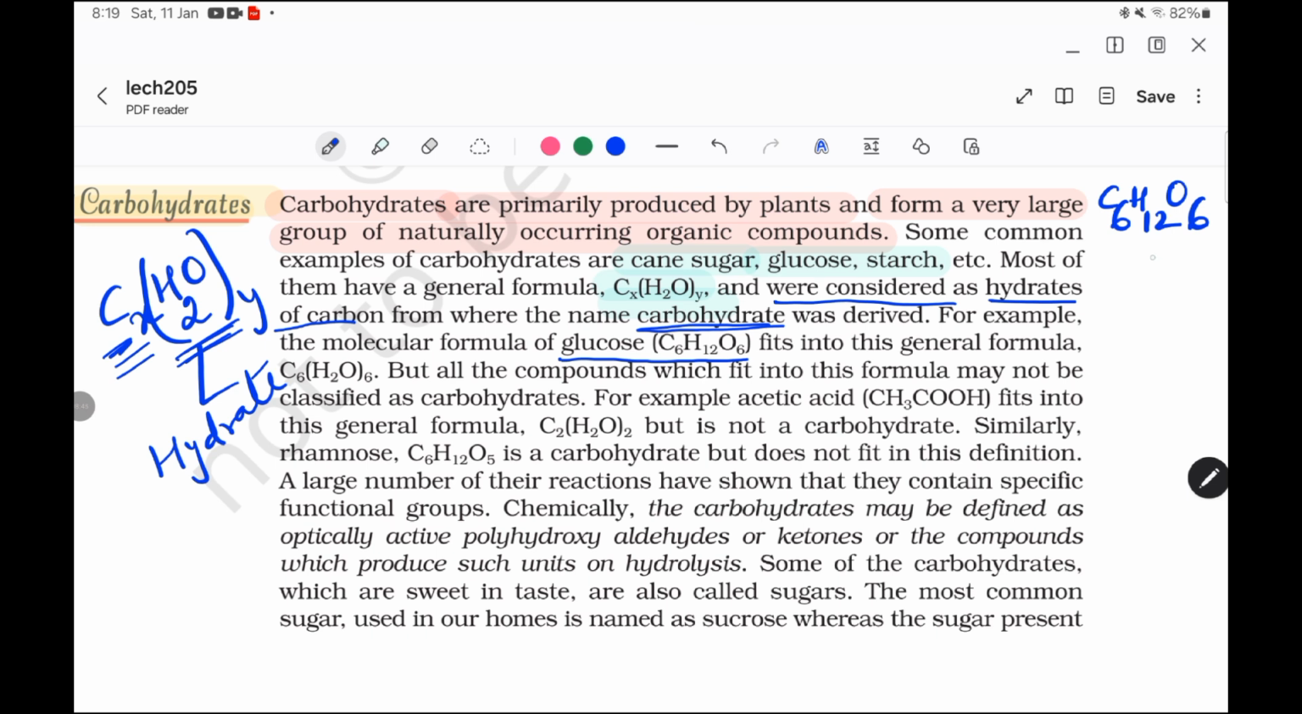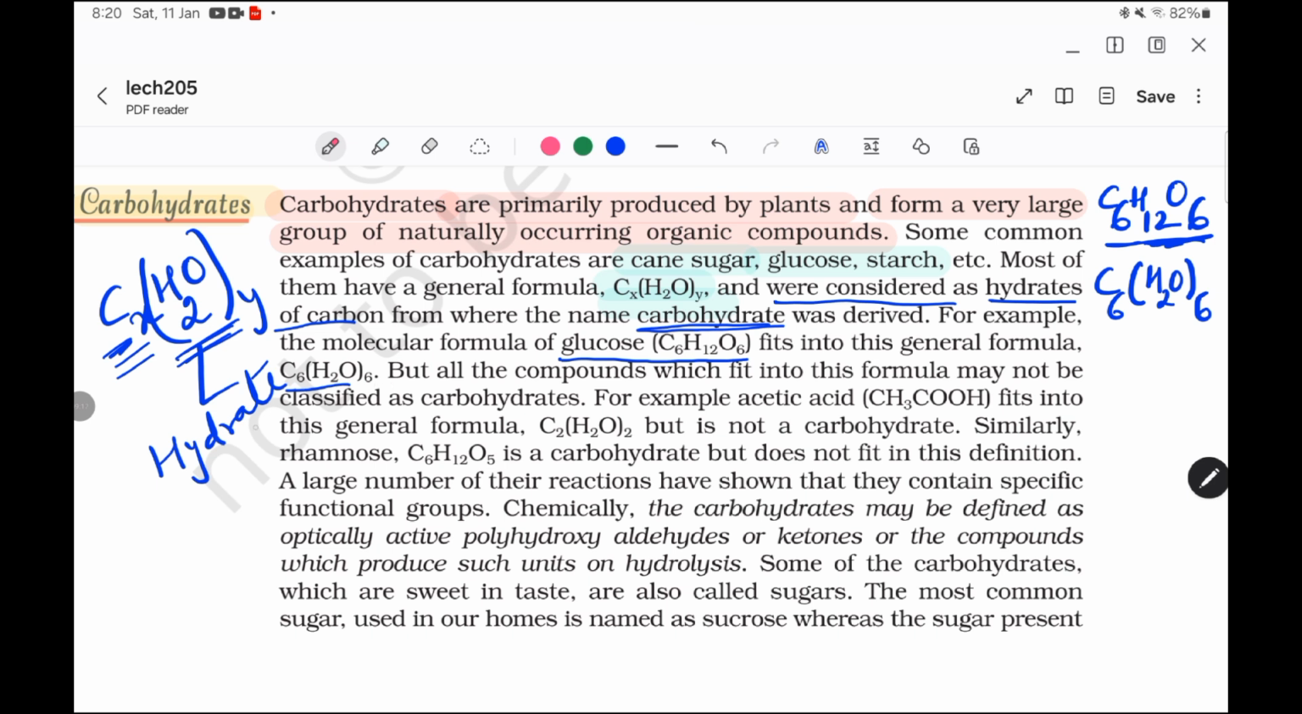Glucose fits into this formula, dear children. If I simplify this, it becomes C6H2O, how many times? If you divide 12 and 6 by 6, then it becomes H2O. That is, this will be 6, like this. So the formula will be C6(H2O)6, the simple formula for glucose. And this indicates that glucose is a hydrate of carbon.